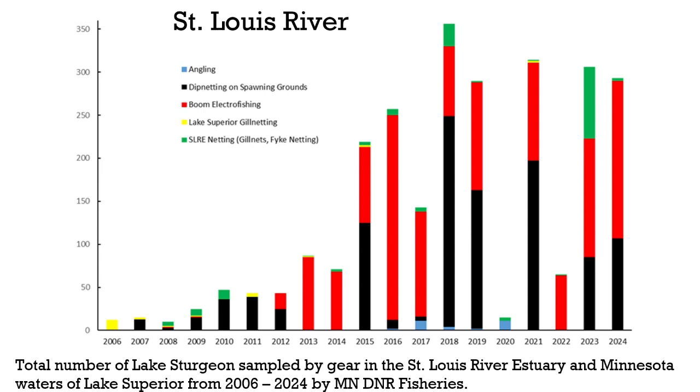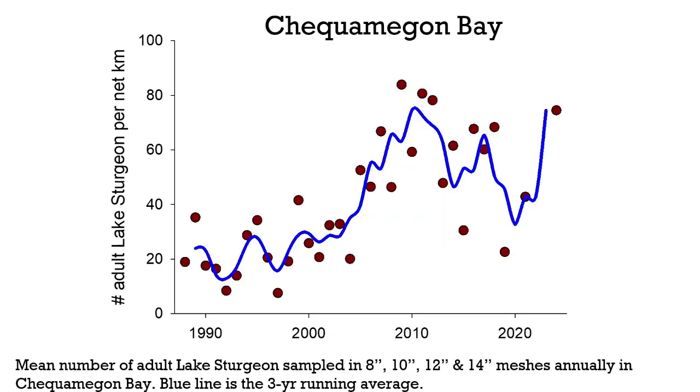So generally a good news story, but it came about because of conservation stocking efforts. We have a longer-term adult data set from Chequamegon Bay. We think that these fish primarily sample adults from the Bad River, which, if you remember, is one of the rivers where we're meeting our adult targets.